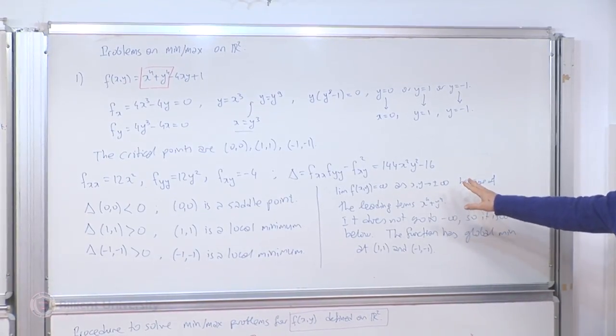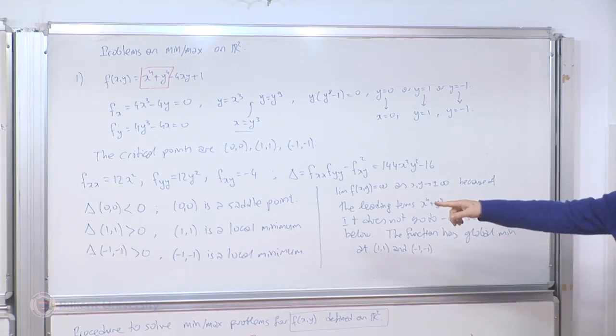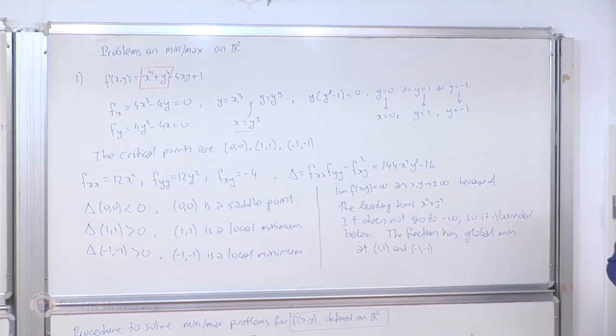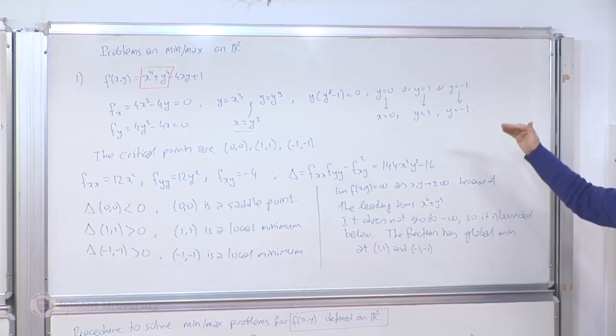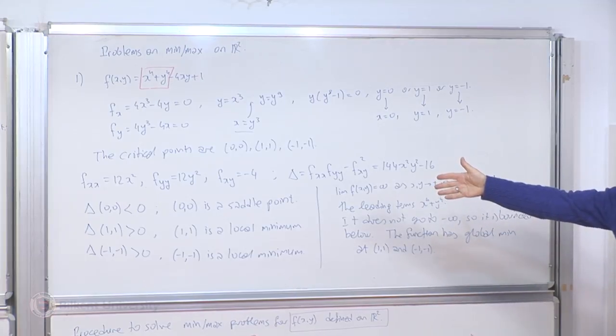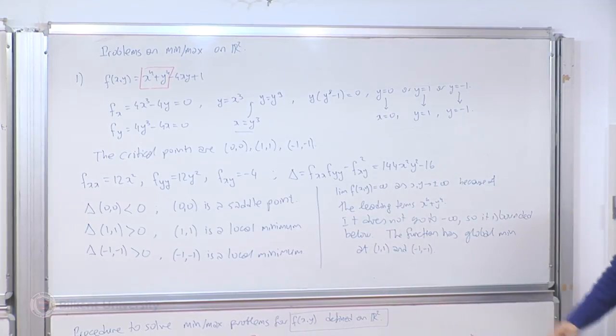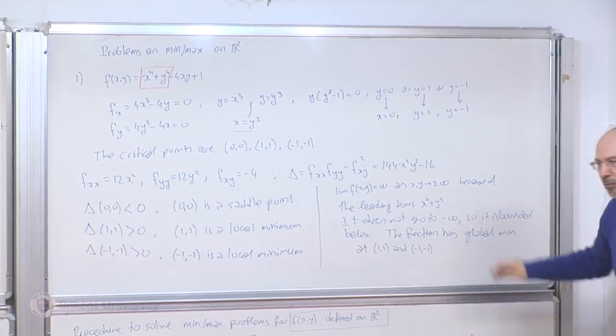If you know the function is bounded from below, one of the local minimums is going to be the absolute minimum. If the function is bounded from above, one of the local maximums will be the absolute maximum. You write those things, and that's the end of the problem.